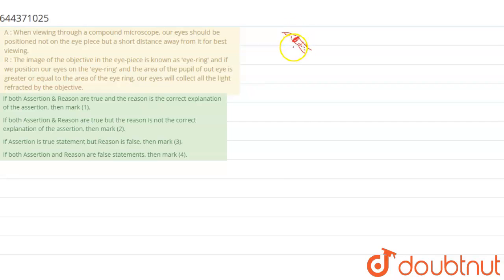The precise location of the eye ring naturally depends upon the separation between the objective and eyepiece and the focal length of the eyepiece. So when we view through a microscope, the ideal distance between the eye and the eyepiece is usually built into the design of the instrument. All in all, there should be some distance between the eye and the eyepiece. So both A and R are right, so option A is the correct choice.